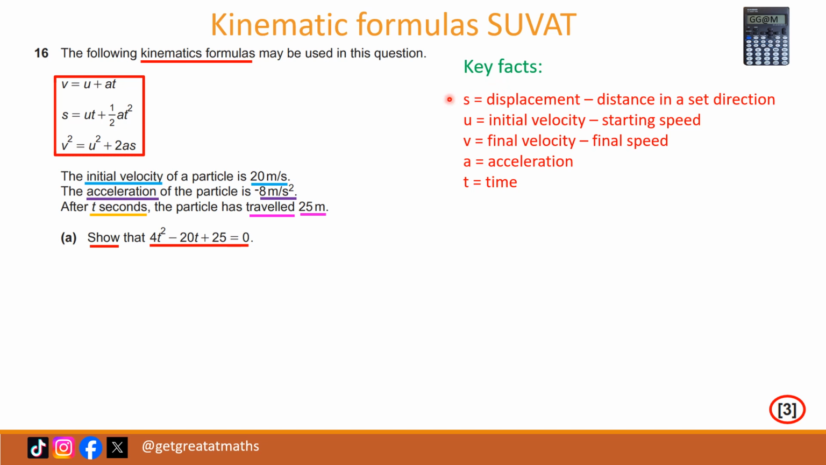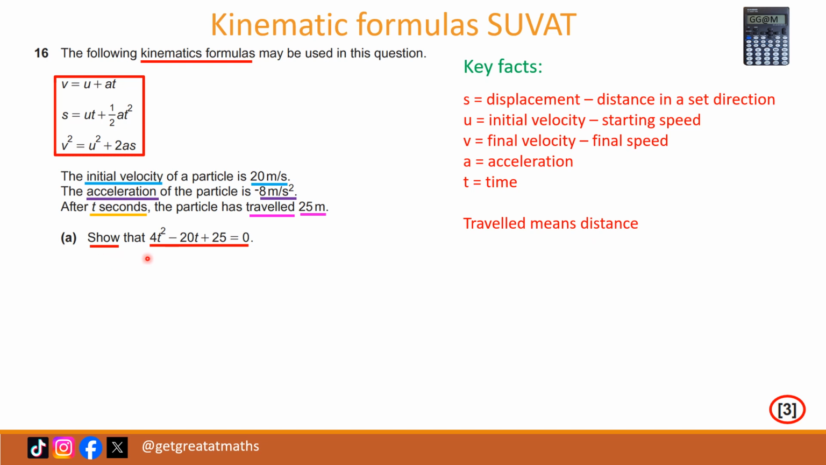You'll be expected to know what these 5 letters represent. So you'll be expected to know what the S, the U, the V, the A and the T mean in the exam. Now in the question it also uses the word travelled. If it uses the word travelled, you can look at the units to help you work out what it means. But in this case it is a displacement or the distance, how far it has gone. So the displacement is the distance in a set direction. Here travelled is just the distance that it has gone.